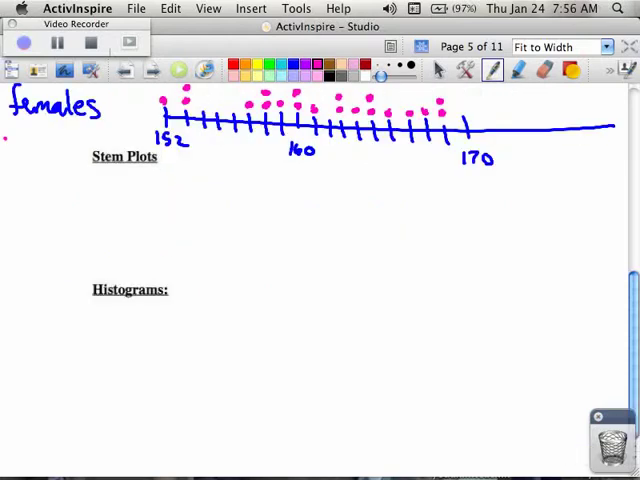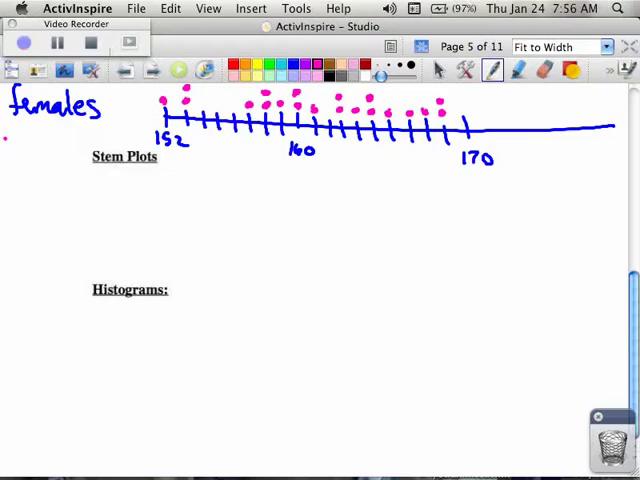Okay, the next kind of display that we're going to talk about is a stem plot. I'm going to do one stem plot first, and I'm going to show you something called a split stem, where you can display two sets of data at the same time, which is kind of nice. If you don't remember, maybe back in Algebra 2 you called this stem and leaf. So they abbreviate it with stem.